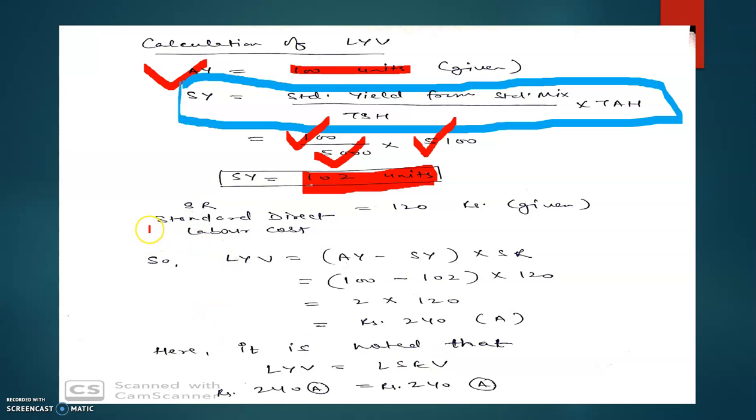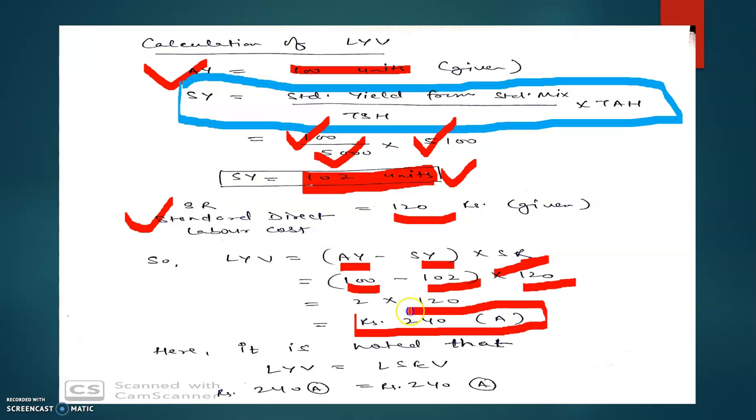And if you see in the question, in the very first line it is written that standard direct cost is 120 rupees. So if we use everything in the formula of LYV, that is actual yield, standard yield, standard rate: actual yield is 100 units, standard yield we have just calculated, that is 102 units, standard rate is 120 rupees. When we calculate this, we will get the answer that is 240 rupees in minus, which is adverse.